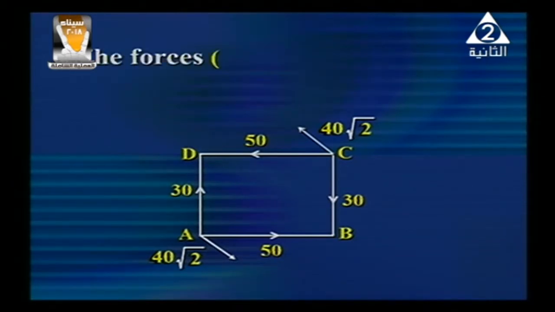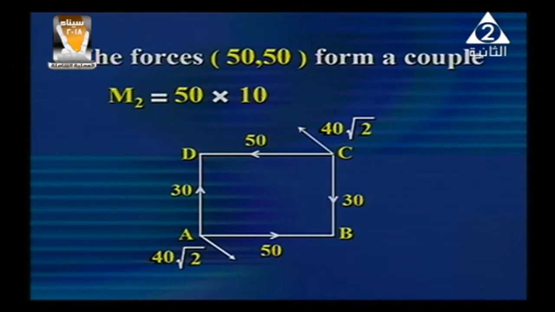This is M1. We have another couple, 50 and 50, acting on CD ray, AB ray. Its moment is 50 times 10. It's a positive sign. Why? Because its direction is anti-clockwise. It equals 500 Newton centimeter.